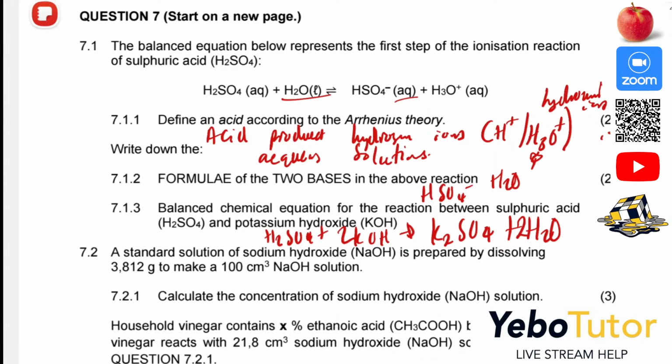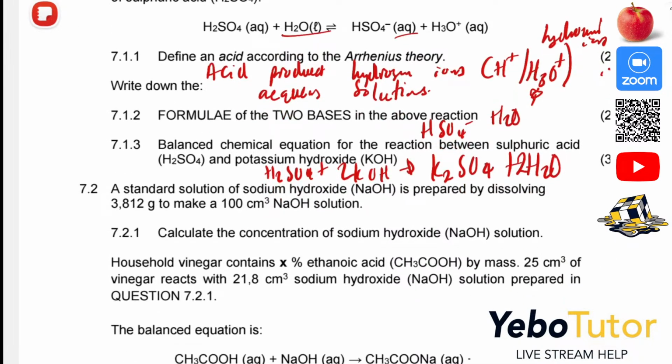So now we can see these are our reactants. We have reacted sulfuric acid with the potassium hydroxide. Then after that, it will produce that. Then we also have that. Then we can now balance the equation.